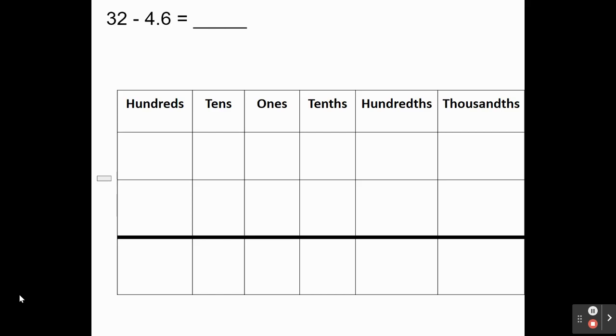So since there's no decimal, we know the 2 is in the ones place, making the 3 in the tens place. In the row below, we're going to put 4 and 6/10. So the 4 is in the ones and the 6 is in the tenths place.